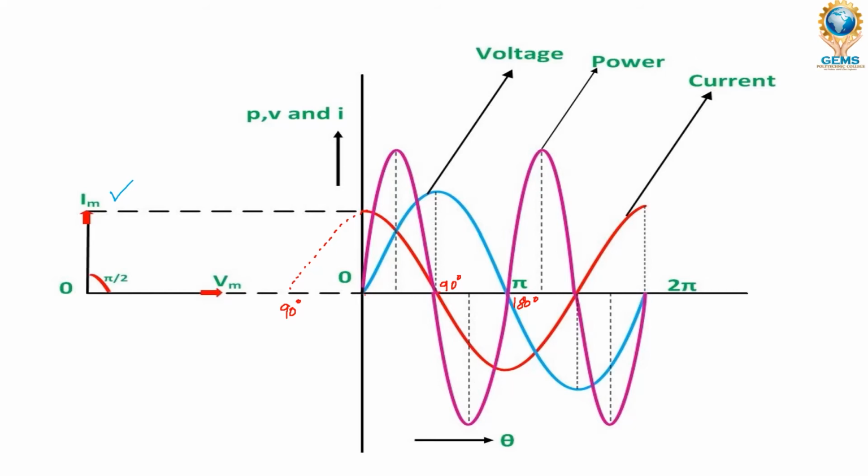Because of this, when here it is 2, at this time it is -2, here 2, here -2, the total will become 0. Suppose 4 minus 4, you will get 0. We can see that clearly. Now we will calculate the power.